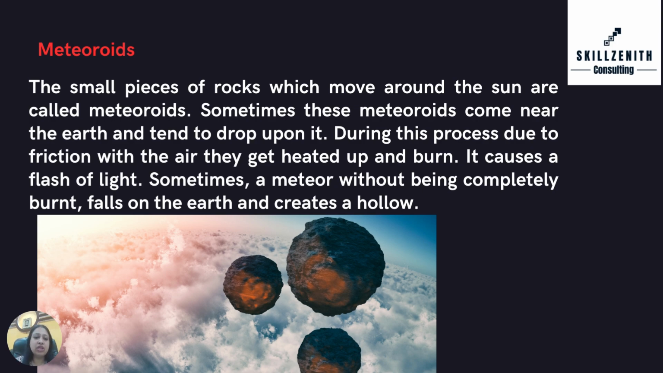Many times these meteoroids come near the earth, fall on the earth, and create an impact. But many times, before it reaches the earth, it gets into friction with the air and gets heated up. And what happens when something gets heated? It gets burnt. It doesn't even reach the earth. But sometimes it does reach the earth and creates an impact. It will create a big hollow that you can see. You can see it in quite a few places on the earth.